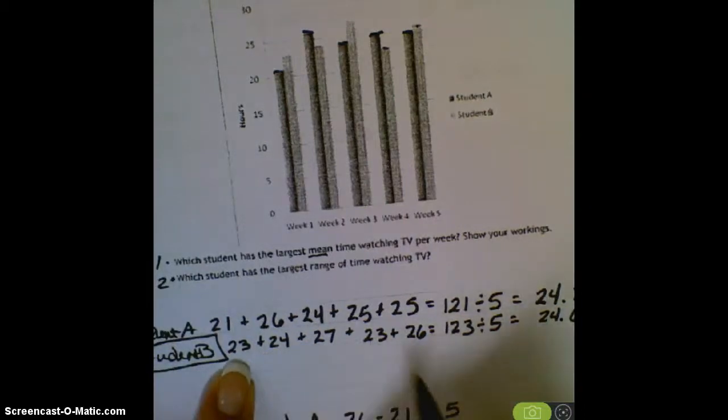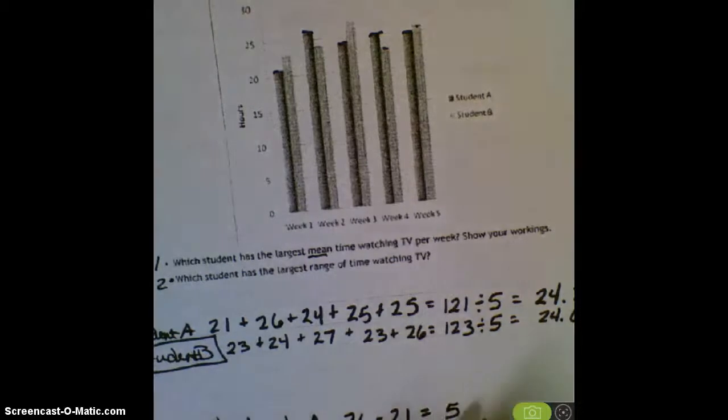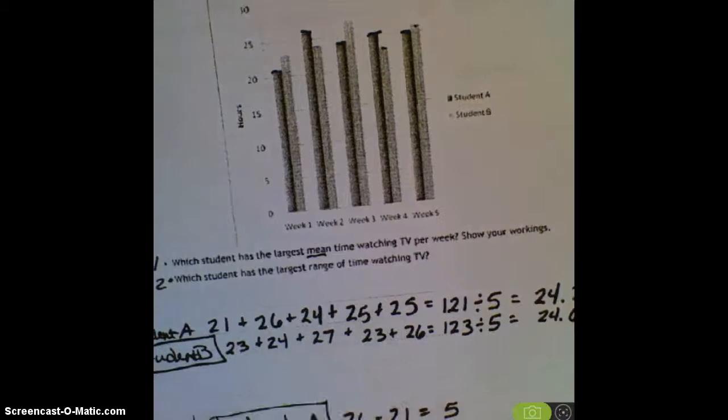And student B, we'll do the same. For student B, our maximum was 27. We'll subtract our minimum. We have two 23s, they're both the minimum, so we'll just take one of them. Use your brain or use a calculator and you get a range of 5. So the second question said which student had the largest range of time watching TV, and the largest range was right there, and that was student A.